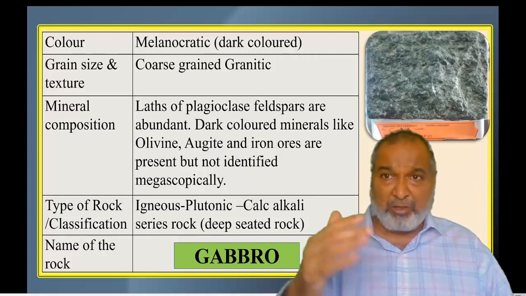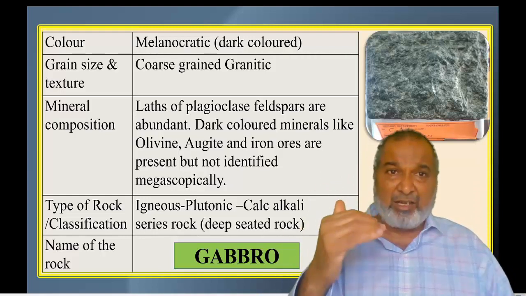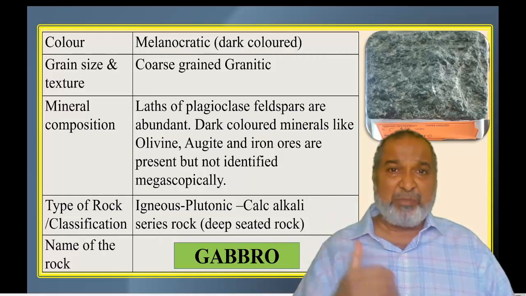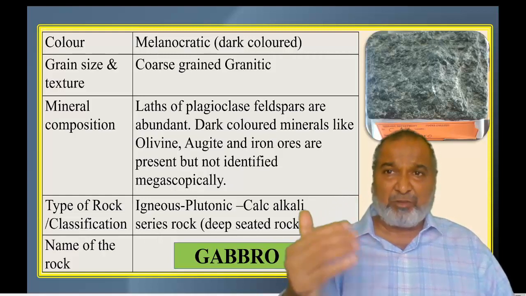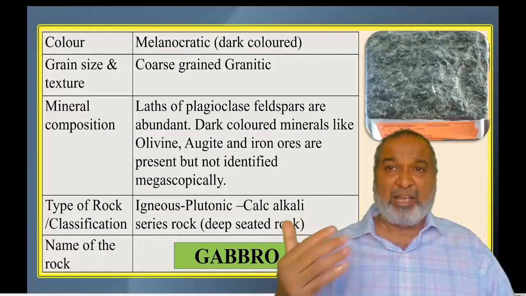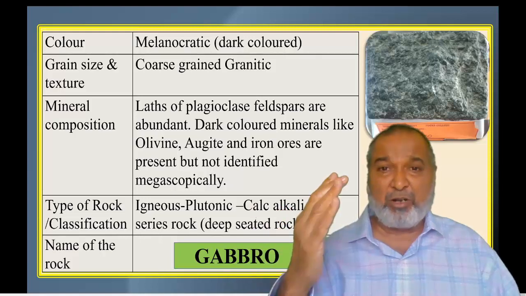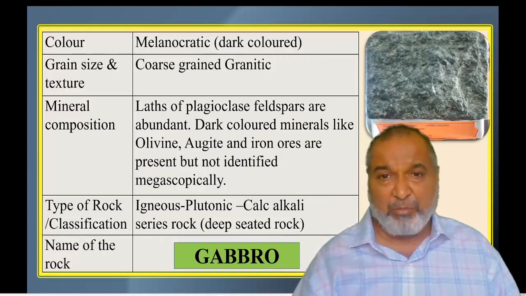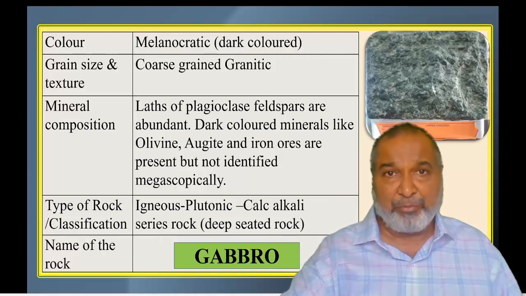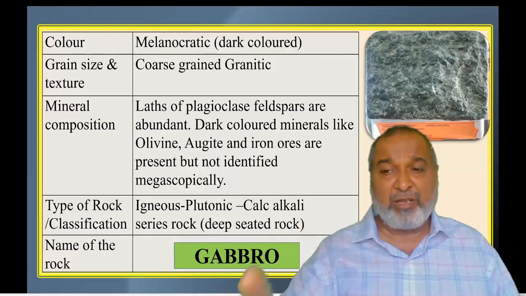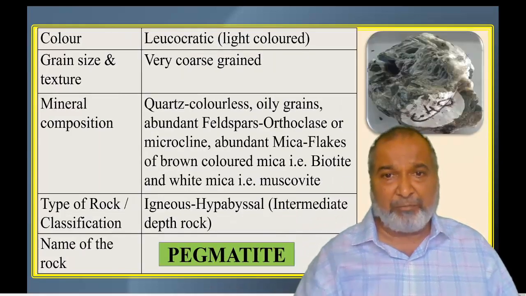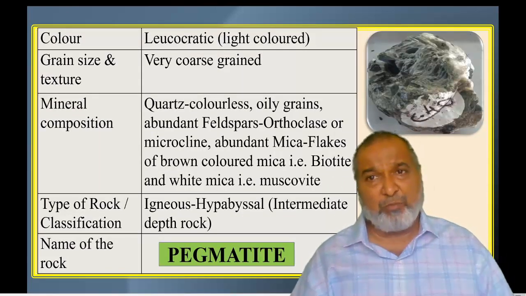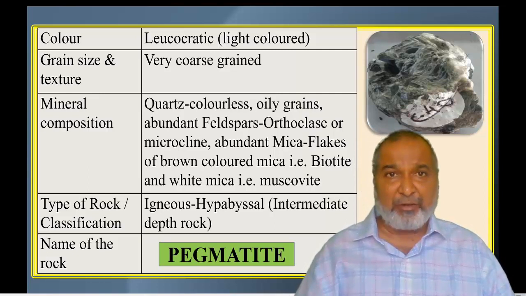So on the basis of its color, we define this as basic magma. On the basis of grain size, plutonic. And here, with plagioclase, it is called a calc alkali series rock, and the name of the rock is gabbro. So gabbro: olivine and augite are present. Remember that.